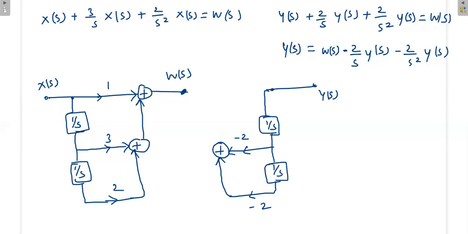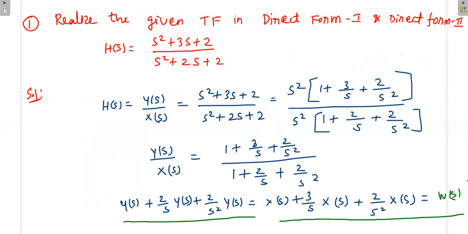Okay, now again we got these two terms. Again W(s) is coming, that we have to add directly here. Then it goes as Y(s). So now finally we have realized the direct form one structure. This is the direct form one structure we are realizing.